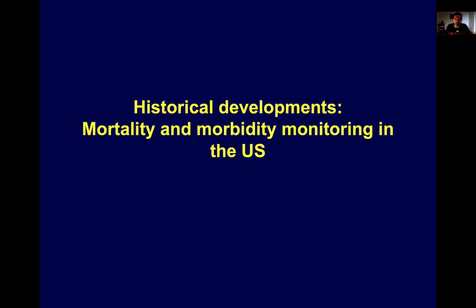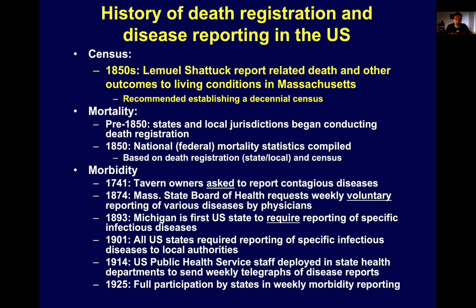So next, we're going to focus on historical developments in the United States related to mortality and morbidity monitoring. There was a study by Lemuel Shattuck that related death and other outcomes to living conditions in Massachusetts, and this was considered one of the first applications of social epidemiology. To do that, of course, you need denominator data like Snow used for calculating death rates due to cholera by district, and he recommended establishing a decennial census in the United States. So this was an important development that helped our ability to do more useful things with morbidity and mortality data.